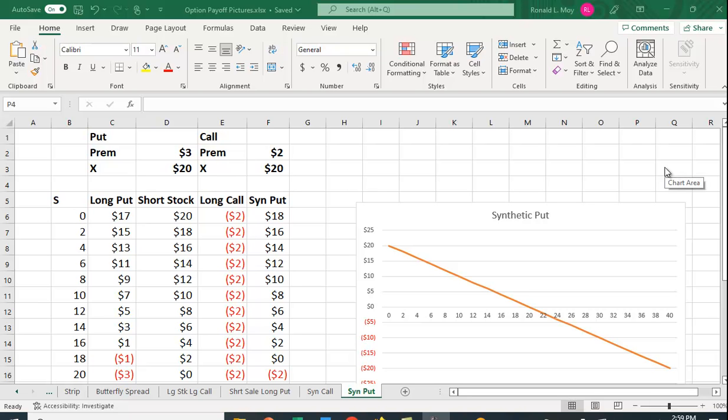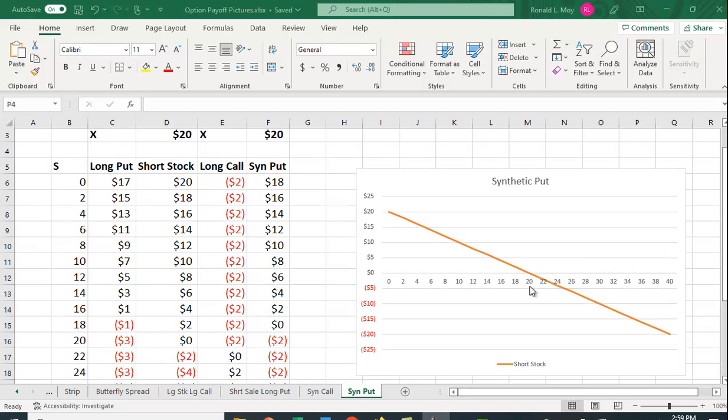I want to use Excel to show you how you can create a synthetic put option. Before I do that, let me show you the graph here for a short position in a stock. We're going to assume that we short it at a price of 20. Remember that a short sale means you've sold it, you've called your broker up, they have borrowed the shares for you, you have sold the stock, and you hope to buy it back at a lower price.